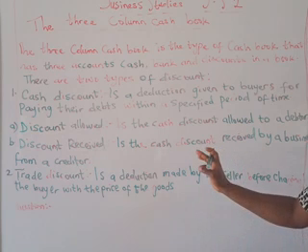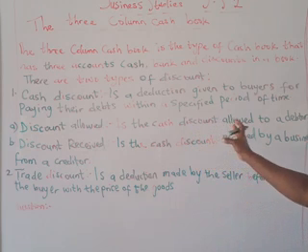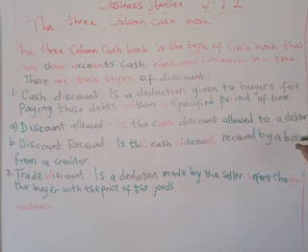Now, what is discount allowed? The discount allowed is the cash discount allowed to a debtor, and discount received is the cash discount received by a business from a creditor. Let's quickly move on to the questions on the 3-column cash book.